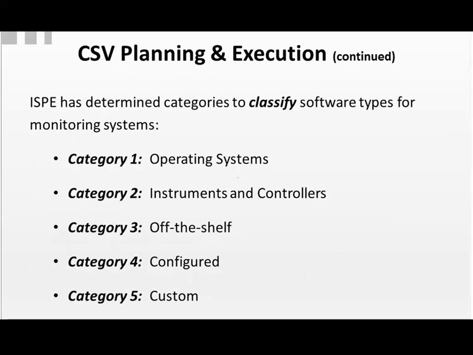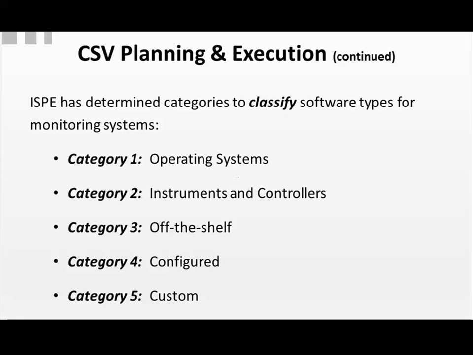In category 2, we go to instruments and controllers where we have a little more complexity. You might have some kind of calibration or configuration capability. In category 3, it's an off-the-shelf functional package that doesn't have any ability to be customized or configured. Only whatever you require to configure to make it run. Category 4 is configurable software, where you can set many different types of parameters to different values, features, and functions, and it's configurable, but only within certain constraints.